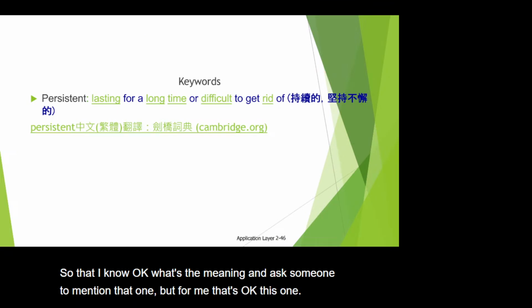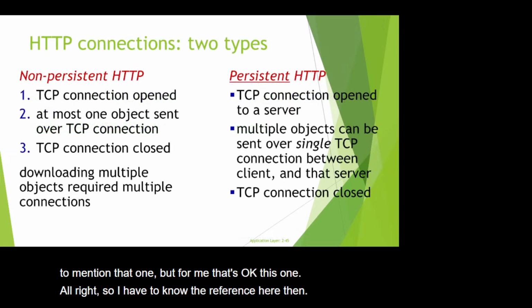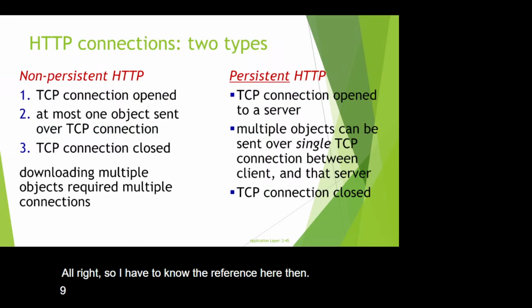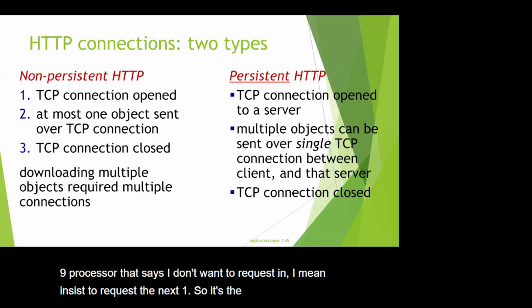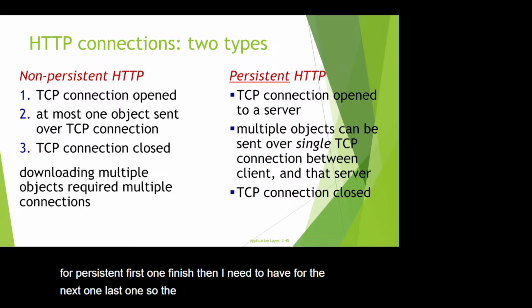All right, if you know the reference here, then non-persistent says I don't insist on requesting the next one. With persistent, if the first one finishes, then I need to have the next one. So there are two versions like this.